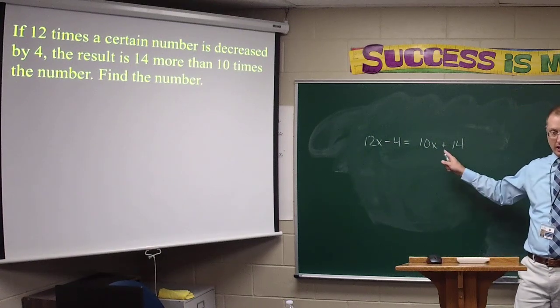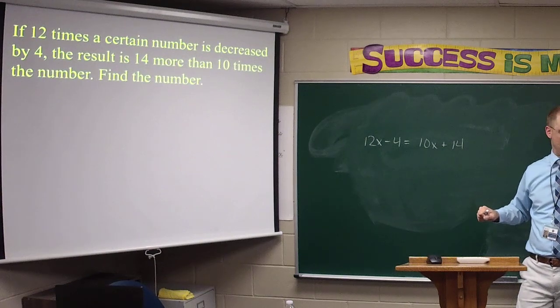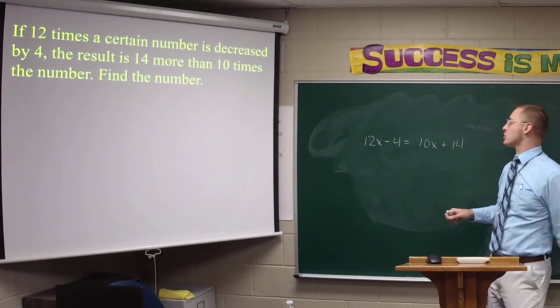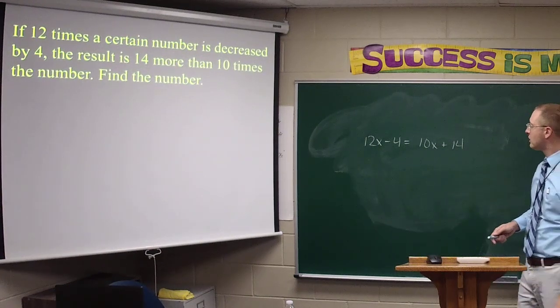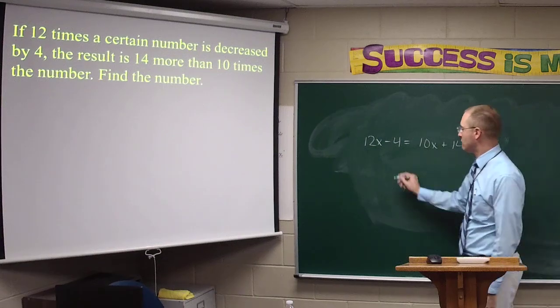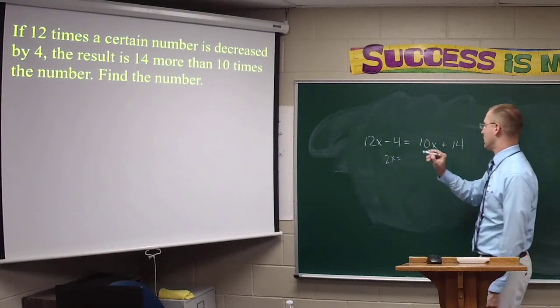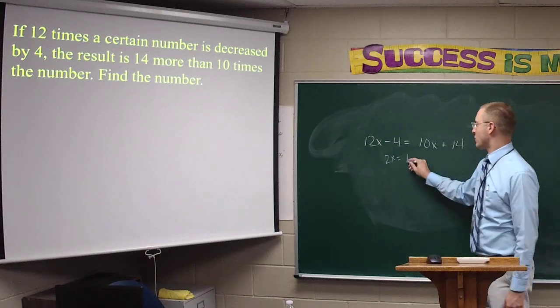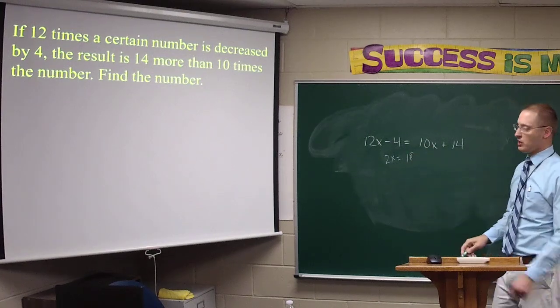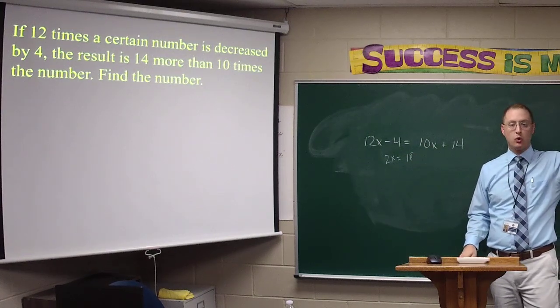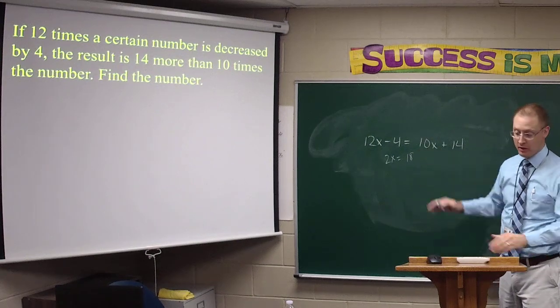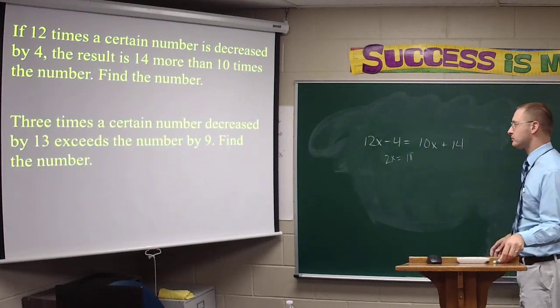All right, questions on how we should have gotten that. Does it make sense now? All right, to solve, what did you have to do, Kendall? You subtract 10x to get 2x, and you add 4 to get 18. So your answer is 9. 9 is your number. How many had 9 for the number? Questions on this one? One more.